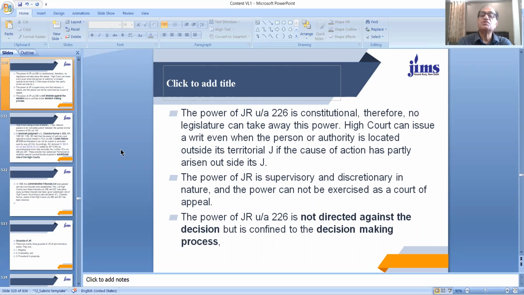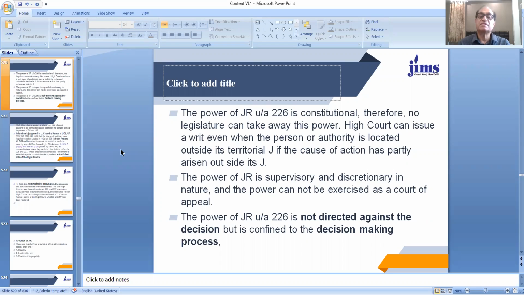So this power of judicial review, dear students, under Article 226 is a constitutional power. Therefore, no legislature can take away this power. The High Court can issue a writ even when the person or authority is located outside its territorial jurisdiction, if the cause of action has partly arisen within its jurisdiction.